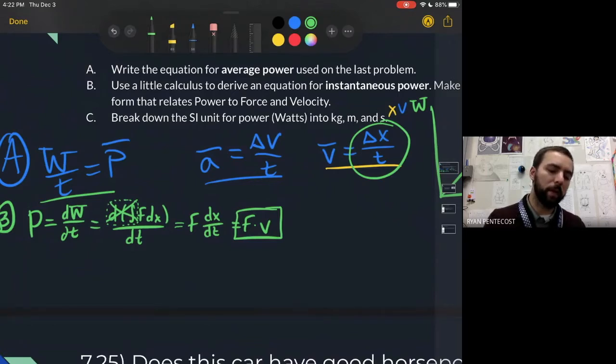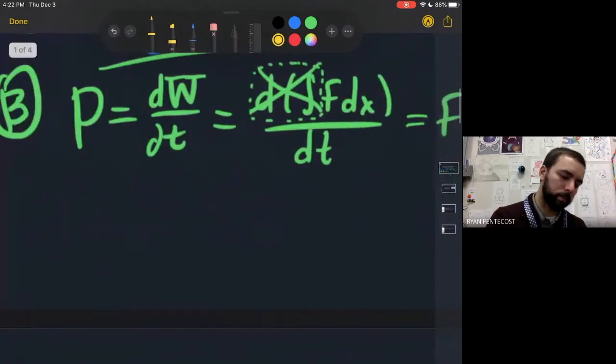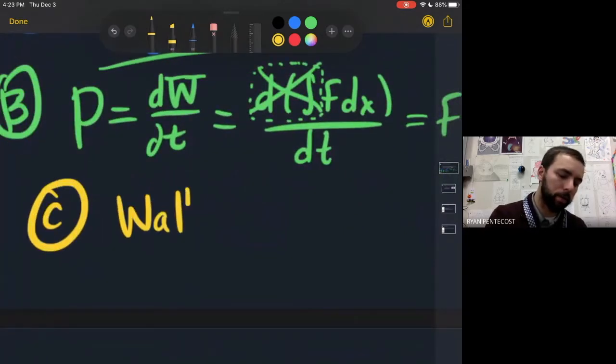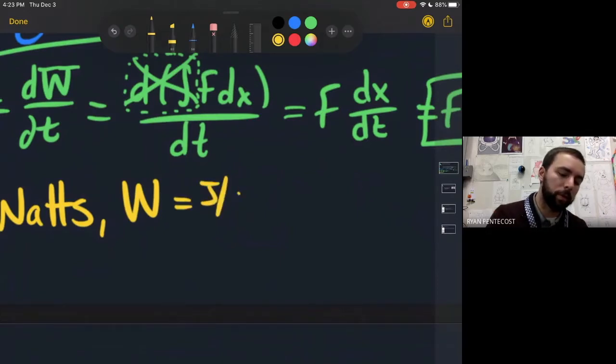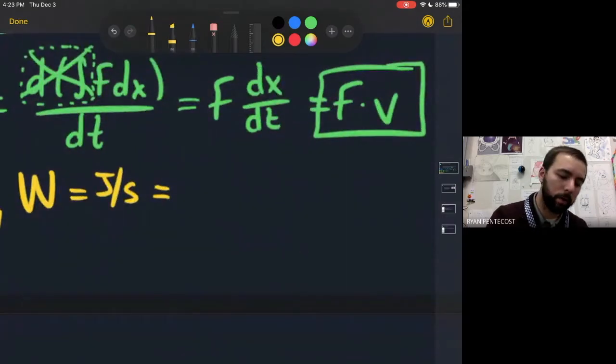Next, let's break down the SI unit for power, which is watts. I'll do that right here. Watts is shown as a W. That's why I put tops on my W's for work, because watts doesn't have one. A watt is a joule per second. We can also break down a joule. We use Newton meters for work, right? So we have Newton meters per second.